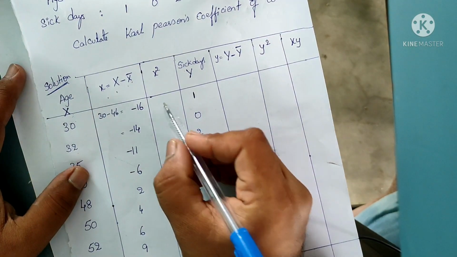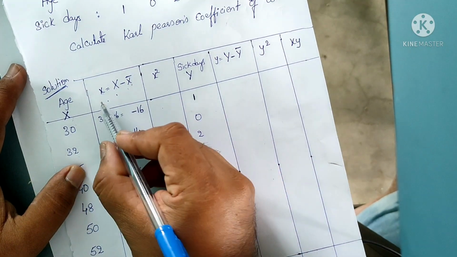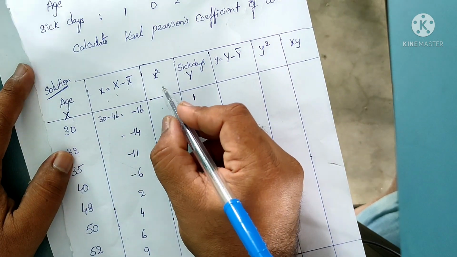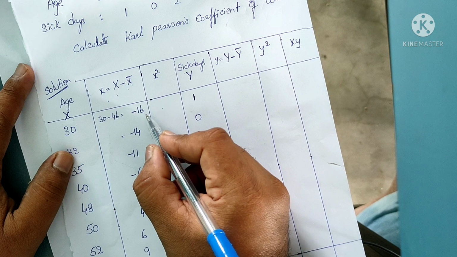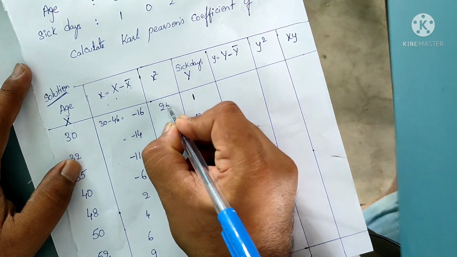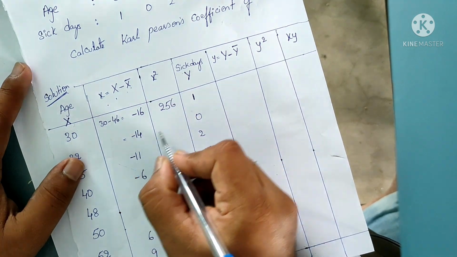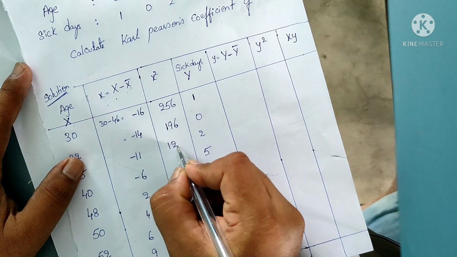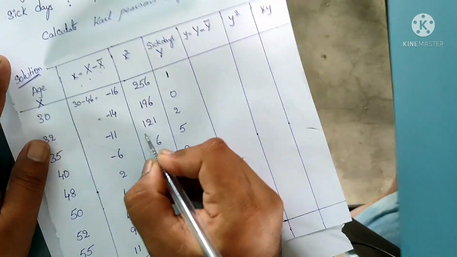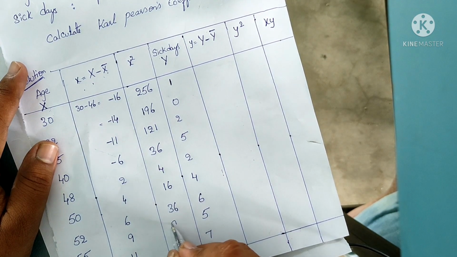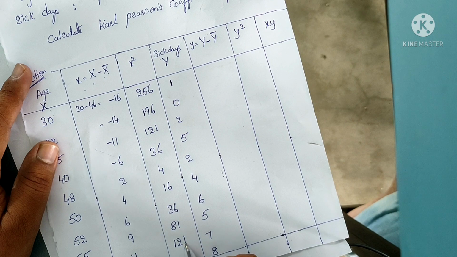Next x square. We have gathered all the x values. Now x square, that is minus 16 into minus 16, which equals 256. Next 14 square, 196. 11 square, 121. 6 square, 36. 2 square, 4. 4 square, 16. 6 square, 36. 9 square, 81. 11 square, 121. And 15 square, 225.